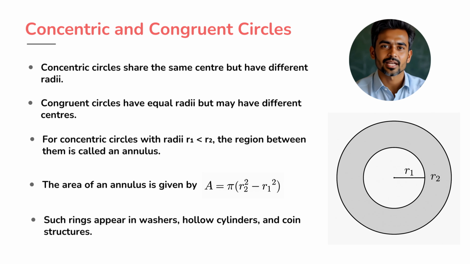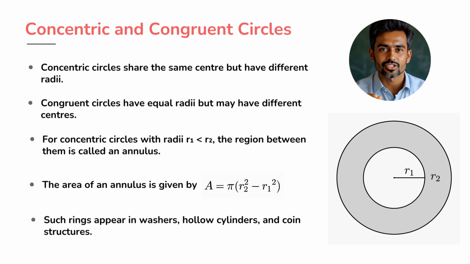Let's take it one step further. Imagine drawing several circles with the same center but different radii, just like the rings on a dartboard. Such circles are called concentric circles. Now, if 2 circles have the same radius but different centers, they are congruent circles, basically identical twins placed apart.